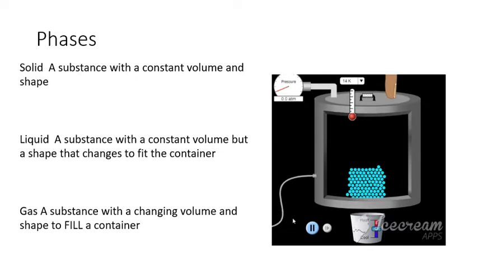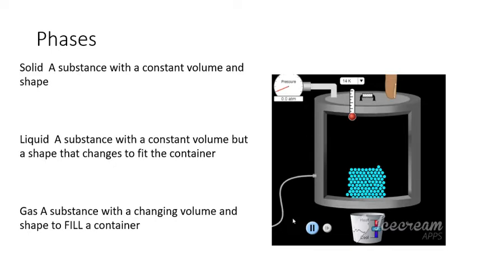So a solid is a substance with a constant volume and shape, right? It takes up the same space all the time, and it keeps the same shape all the time. A liquid is different. It has a constant volume also, right? It takes up the same space no matter what. If I had 50 milliliters of water and I dump it on the floor, it's still 50 milliliters of water. If I pour it into a bowl, it's still 50 milliliters of water, right? It still takes up the same amount of space. But what it does do is change its shape, and it changes its shape to fit the container that it's in.